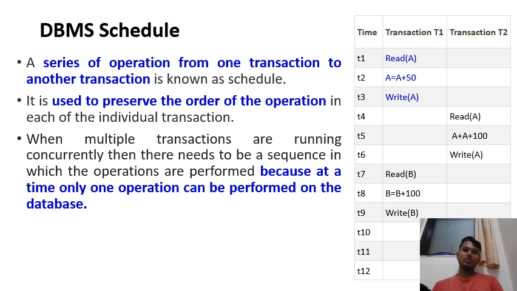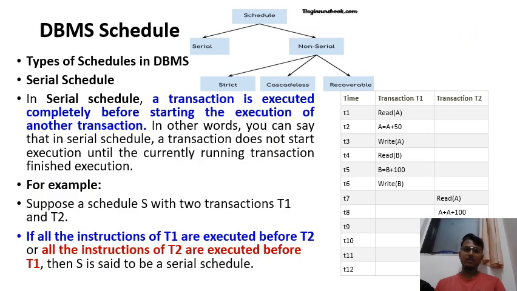DBMS schedule. A series of operations from one transaction to another is known as a schedule. It is used to preserve the order of operations in each of the individual transactions. When transactions are running concurrently, there needs to be a sequence in which the operations are performed. Now the types of schedules in DBMS.